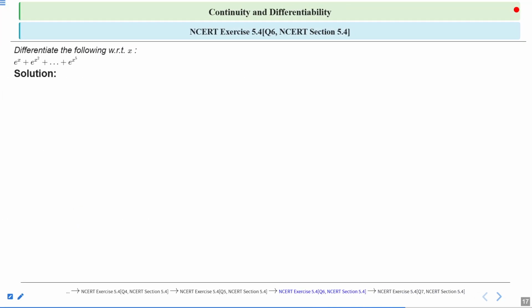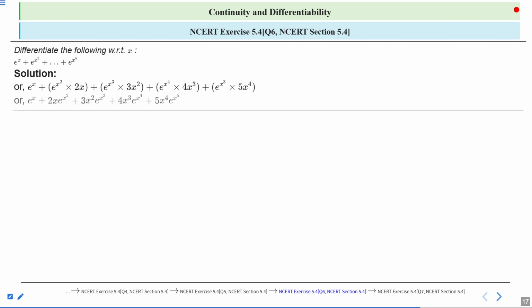So we can now easily write this as e to the power x plus e to the power x square into 2x plus e to the power x cube into 3x square plus e to the power x to the power 4 into 4x cube plus e to the power x to the power 5 into 5x to the power 4, right? Or it will be equal to e to the power x plus 2x e to the power x square plus 3x square e to the power x cube plus 4x cube e to the power x to the power 4 plus 5x to the power 4 e to the power x to the power 5, right? This will be our required answer, okay?